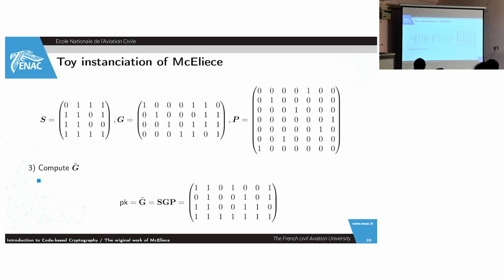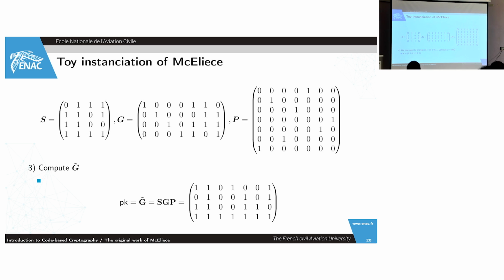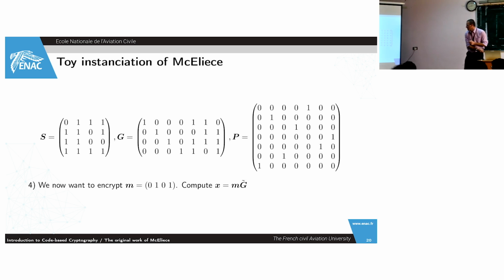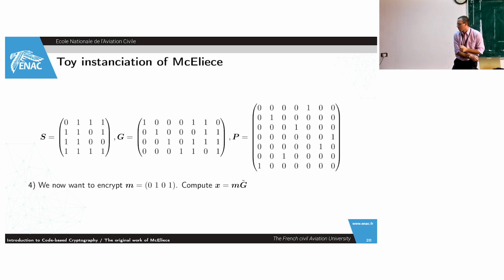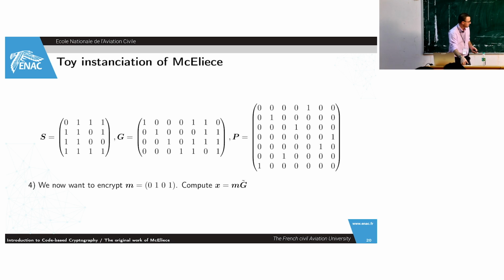Deduce the ciphertext. We know M G tilde, we only have to add the error. I did this in a rush, so I didn't put the error I wanted to add. I think it was in the 5th position. I don't remember exactly what I've done. No, it was in the fourth position. This was this error, okay? The error is in the 4th position.